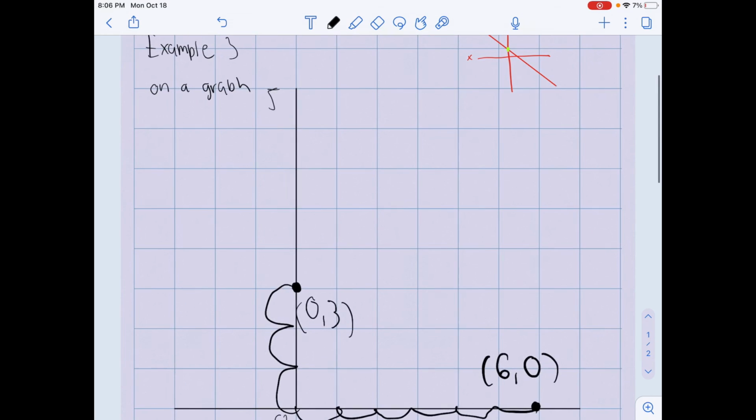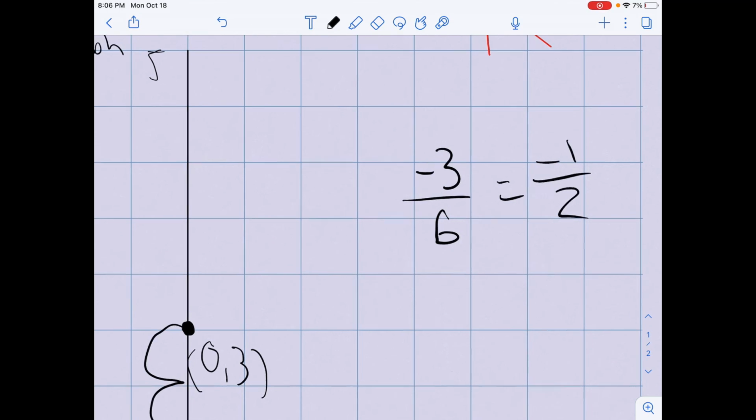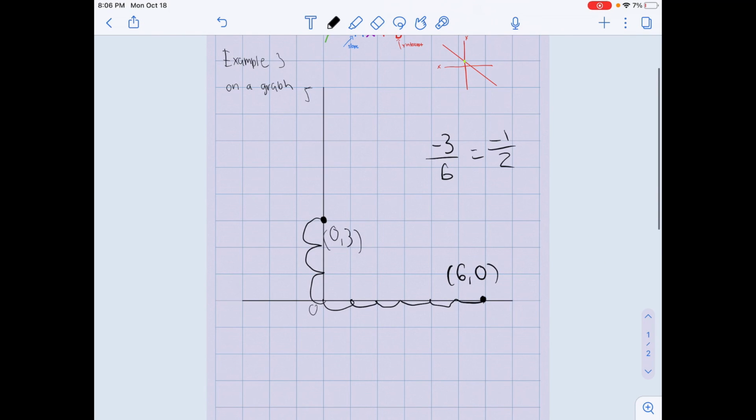Alright, so we're going to get negative 3 over 6, which, obviously, is going to be simplified to negative 1/2. So -3 divided by 6, as you guys know, is negative 1/2. Okay, now this is going to be our slope, which is our m. Then we're going to plug in what we know. So y equals negative 1/2, our slope, x plus b.